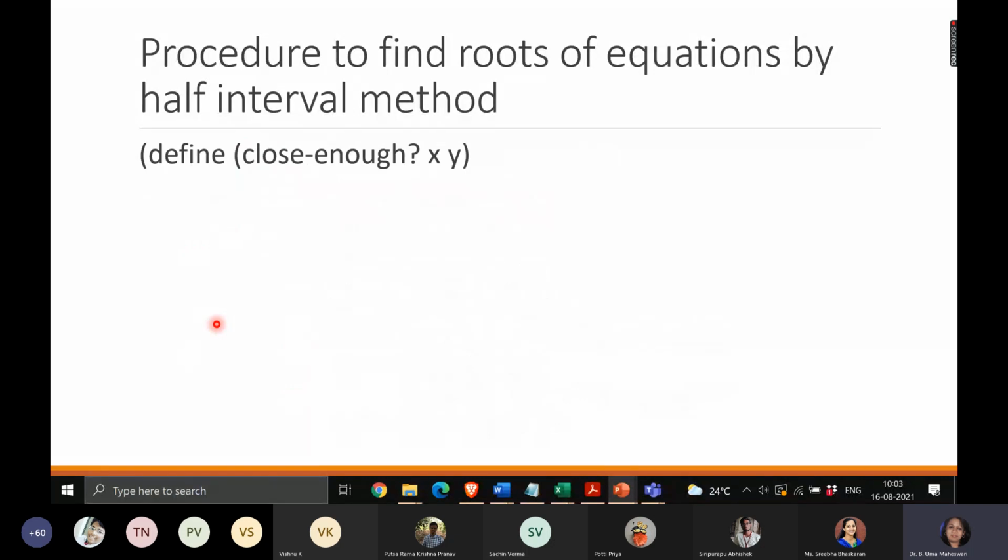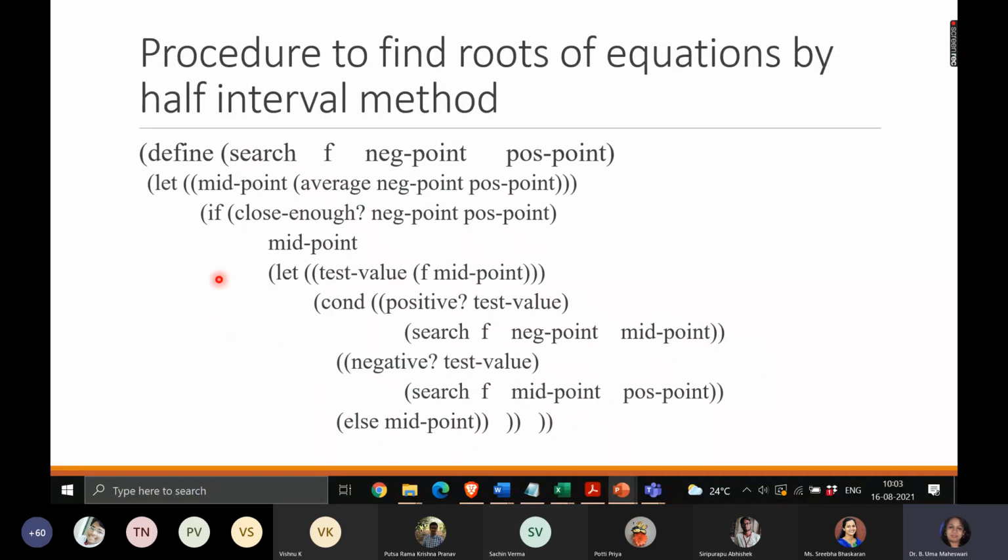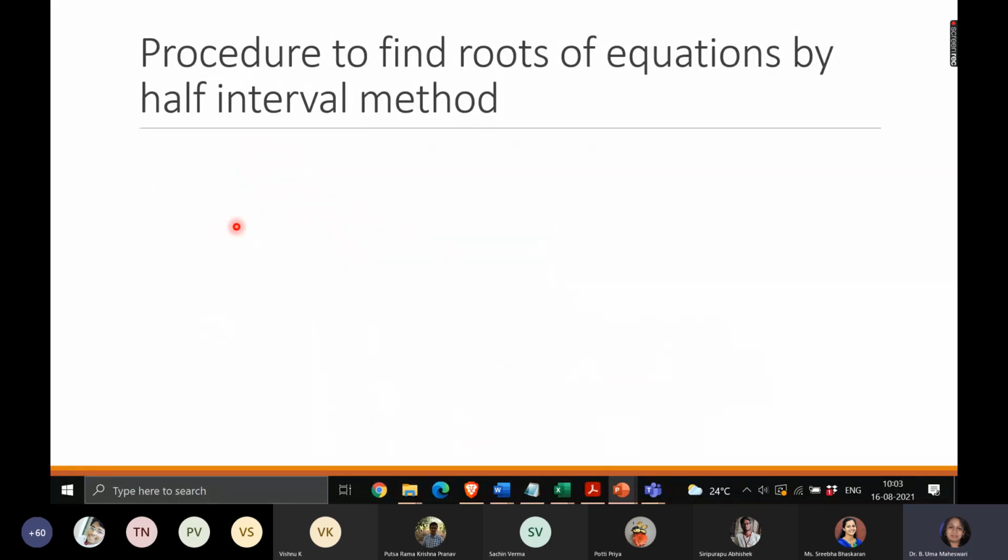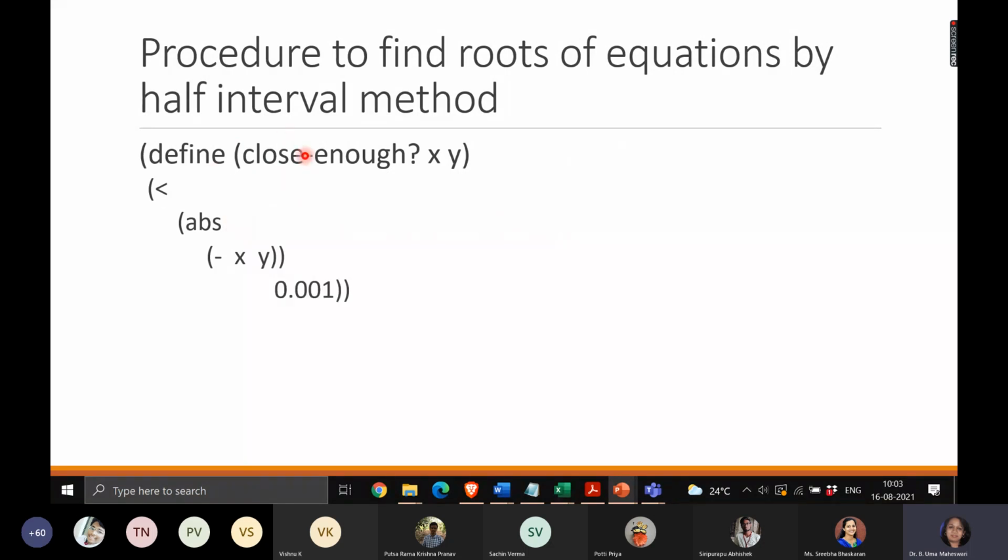So what is close enough? In the previous case, we had a close enough, right? And this is, we are using modularity. So the close enough will be written like this. Close enough, for which x and y are given as input, and what we are doing: x minus y, and then find the absolute value, and that absolute value is less than 0.01.